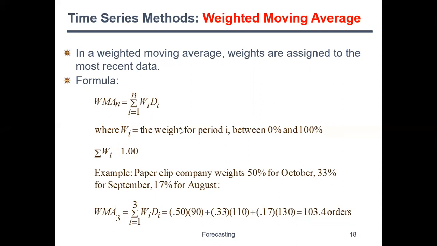And you realize that weights are usually between 0 and 100%. So once you sum your weights, it should be equal to 1.